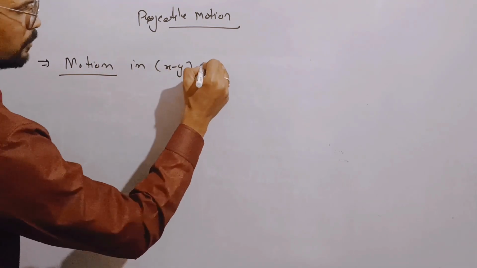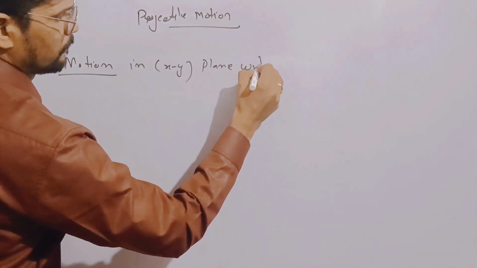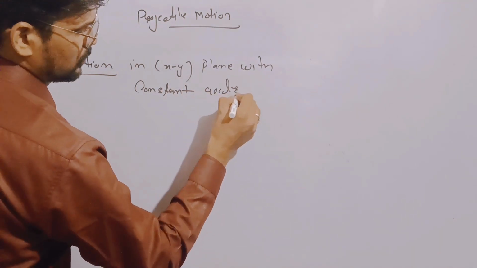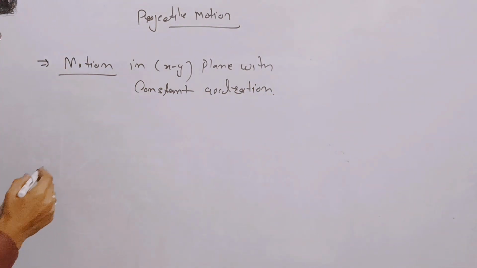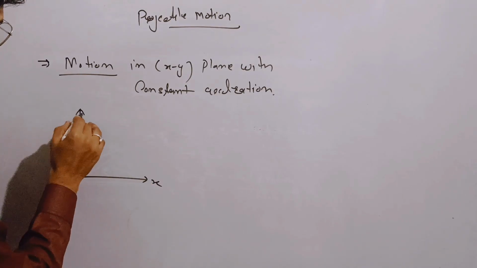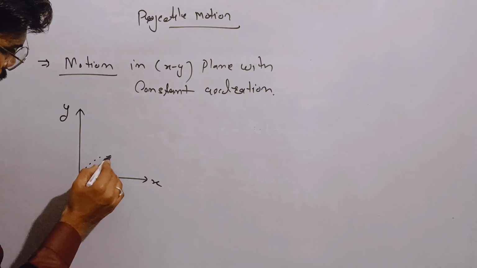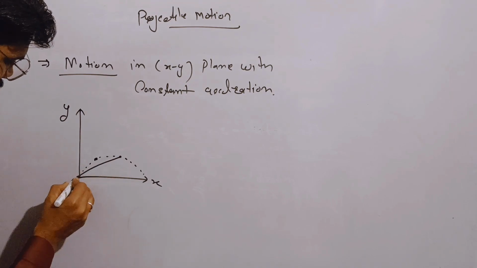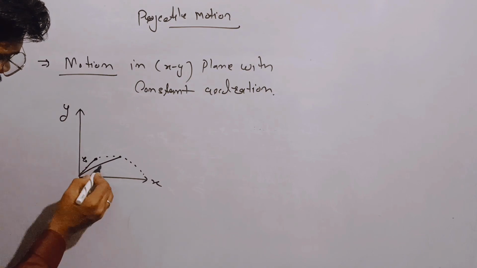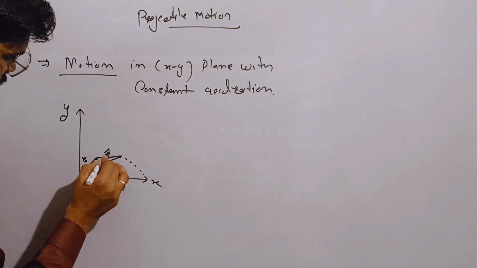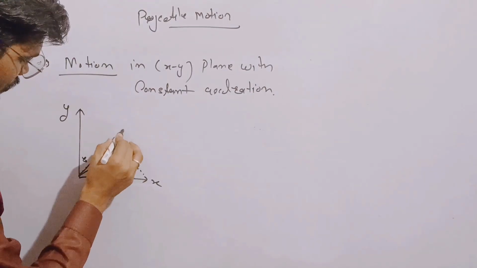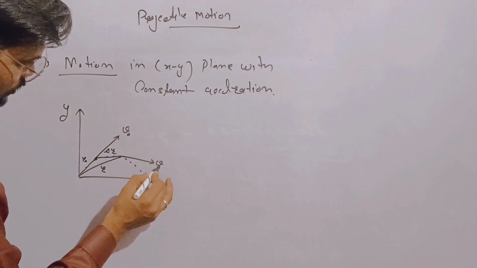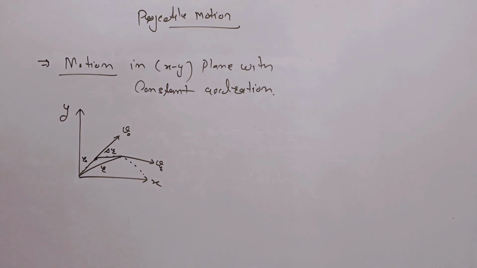Motion in the xy plane with constant acceleration. So that is the xy plane, and this is a projectile path, and this is the position of the object, r naught and r. This is the position vector r naught and r. This is the displacement vector delta r. At this point of the object the velocity is v naught, and at this point of the object the velocity is v.